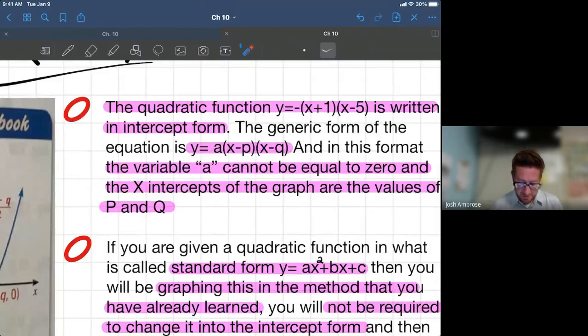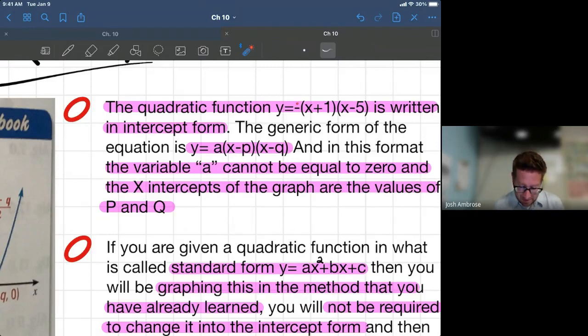If you solve the individual parentheses, x plus 1 equals 0, x is going to be a -1. And if you solve x minus 5 equals 0, then x is going to be a +5. Those values are the P and the Q values. Those are your x-intercepts. That is where the parabola crosses or touches the x-axis. Okay, and you're going to see me go through a few example problems doing that.